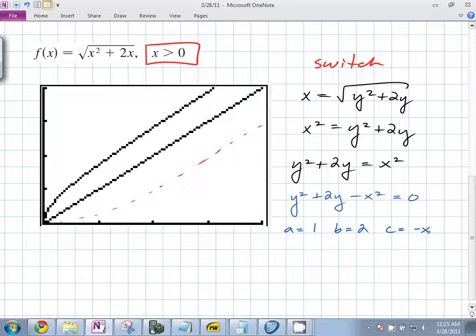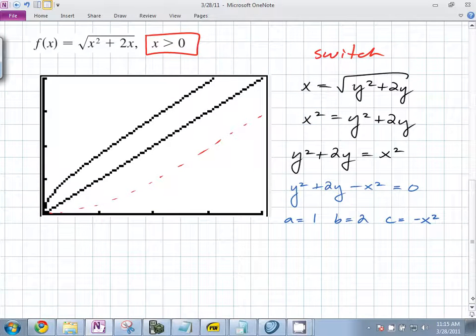Negative x squared. We are treating x as a constant, and we're solving for y. We are trying to isolate y. What does the quadratic formula essentially do? It solves for x. It isolates what? It isolates x. That's all we're really doing here. So can you actually cheat this out a little bit? Absolutely.